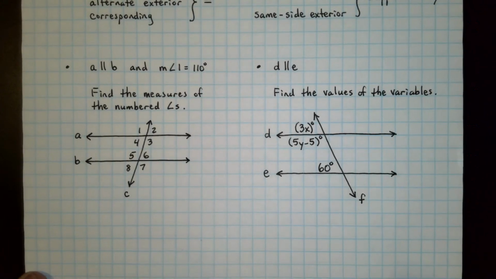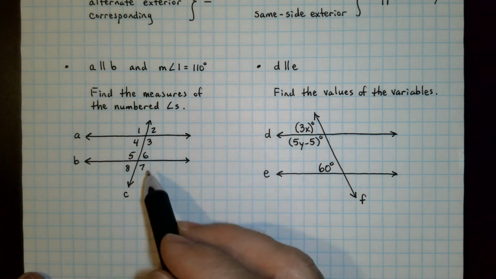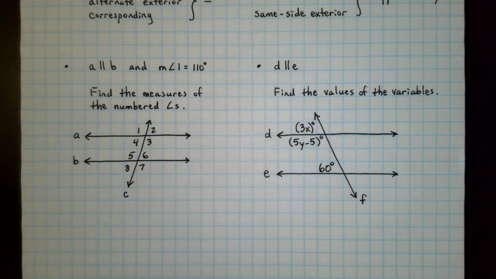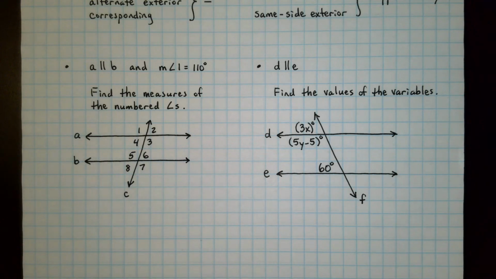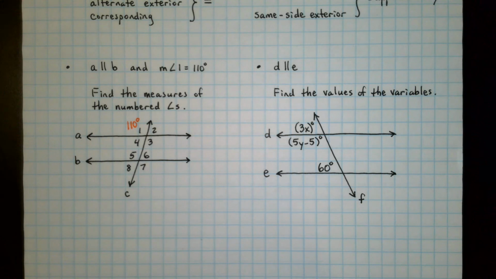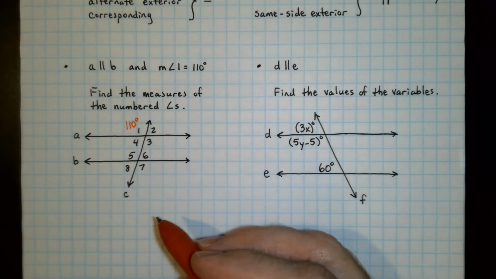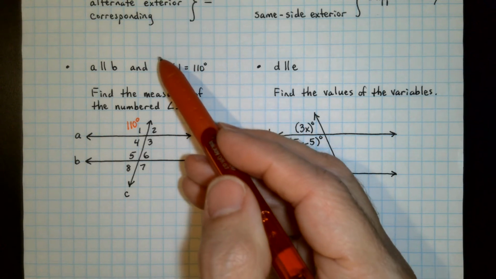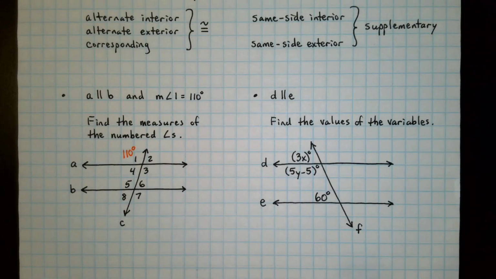If line A is parallel to line B, and of course line C is our transversal, and angle 1 is 110 degrees, I'll mark that in red, then we want to find the measures of the numbered angles. And we can use what we know about these sorts of labels up here in order to help us do that.